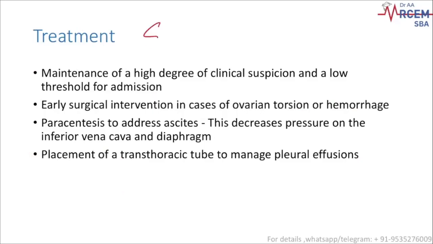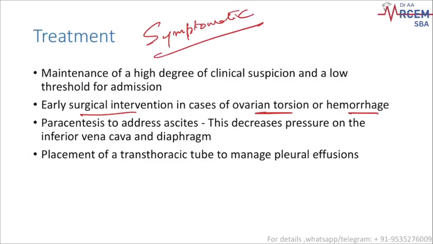Treatment wise, mainly it is symptomatic treatment. Nothing special, nothing specific that you can do. They usually recommend intervening as soon as possible. Sometimes they can develop ovarian torsion or ovarian hemorrhages; intervene surgically as soon as possible. Sometimes the ascites might be so significant that it causes compression on the IVC and diaphragm, so do ascitic taps.